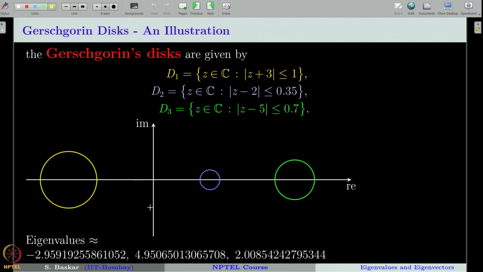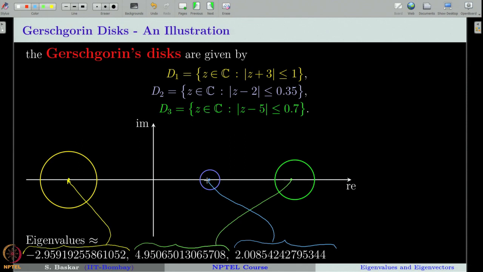In fact, let us see what all the eigenvalues of the matrix A that we have taken are. You can see that one eigenvalue is given by minus 2.9591 and so on. You can clearly see that it lies in this disk, and the second eigenvalue that we have computed is 4.95 and so on, and you can clearly see that it lies in this disk, whereas the third eigenvalue that we have computed is 2.0085 and so on, and that lies in this disk. So, this particular matrix respects the Gerschgorin disk theorem very well.